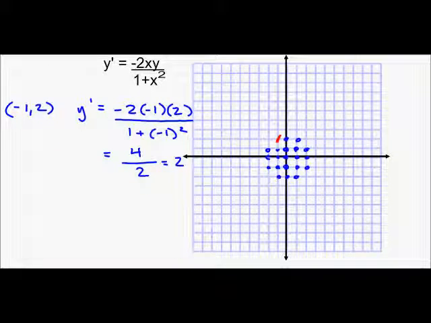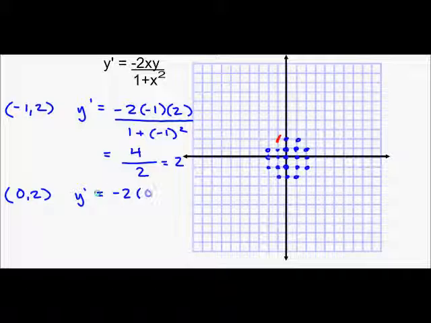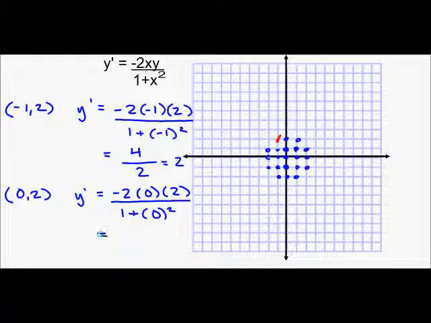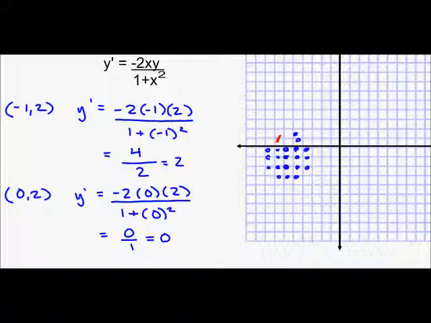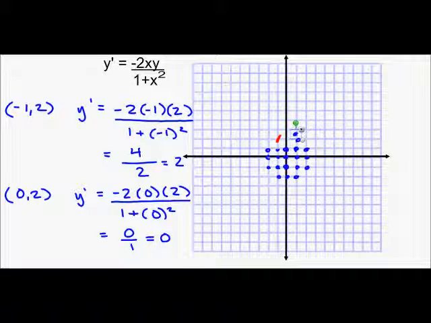Now let's do 0, 2. Because that's this point right here. X is 0, y is 2. So we're going to have -2 times 0 times 2 over 1 plus 0 squared. This ends up being 0 over 1, which is 0. So my slope at this point, which I am destroying, is 0. So I'm going to put a little line segment with slope 0.